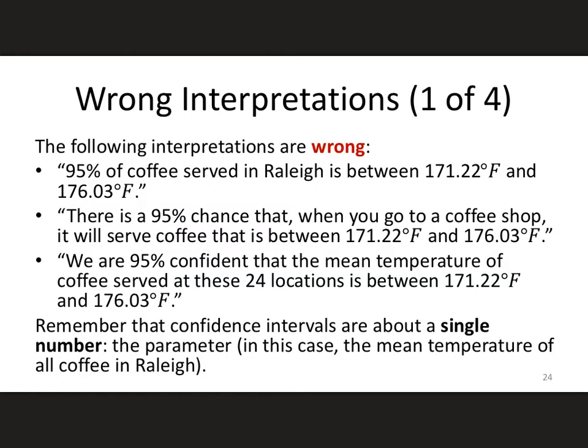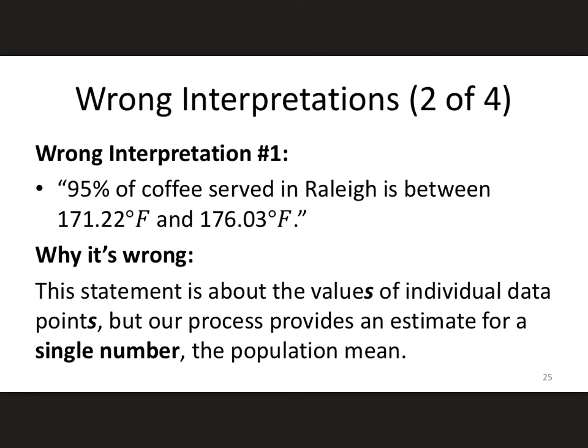Here you can see some interpretations that would be incorrect, and we're going to look at why they are incorrect individually on the next slides. I do want you to remember that confidence intervals are about a single number, the parameter, and in this case, that is the mean temperature of all coffee in Raleigh. So that first interpretation was 95% of coffee served in Raleigh is between 171.22 degrees Fahrenheit and 176.03 degrees Fahrenheit.